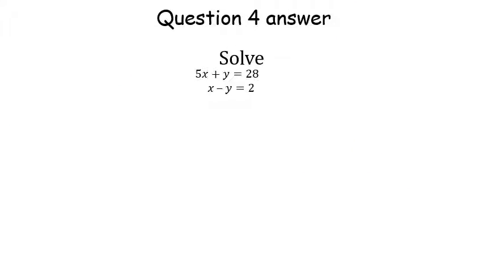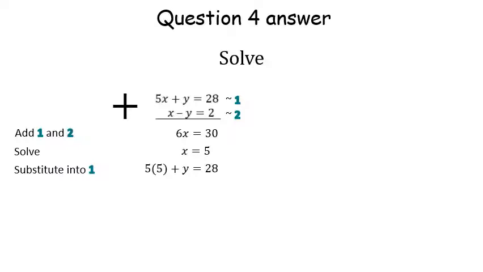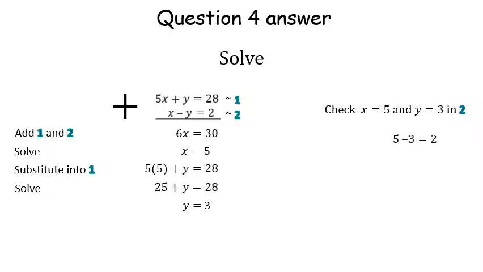Question 4. I've named the equations 1 and 2. Because the signs are different on the y's, I've added both the equations and solved to get x equals 5. I've then substituted x equals 5 into the first equation and solved to get y equals 3. Checking both of them in the second equation, I found that x does equal 5 and y does equal 3.